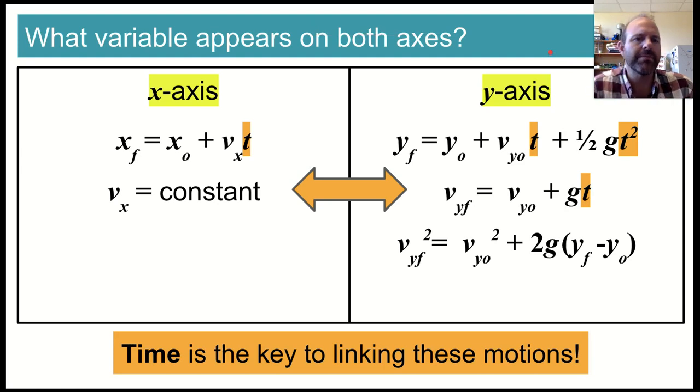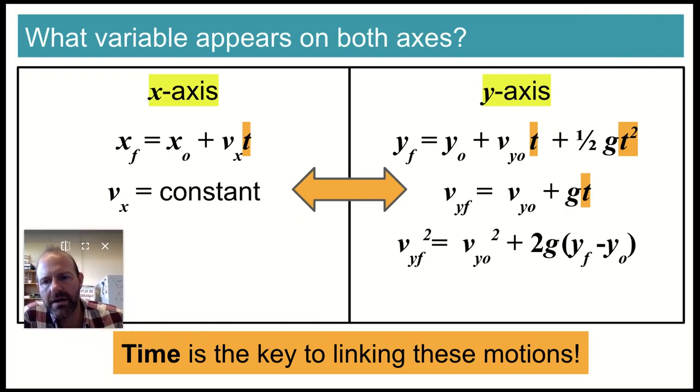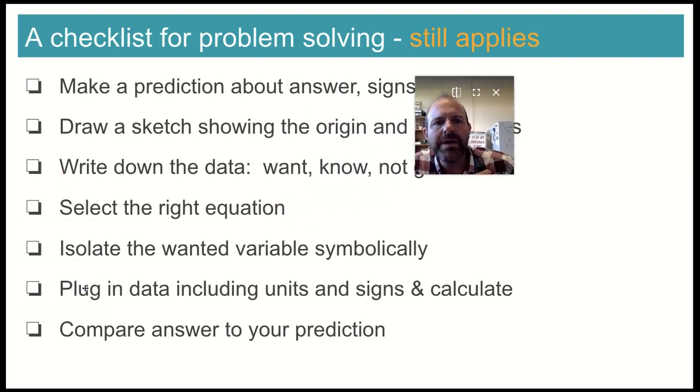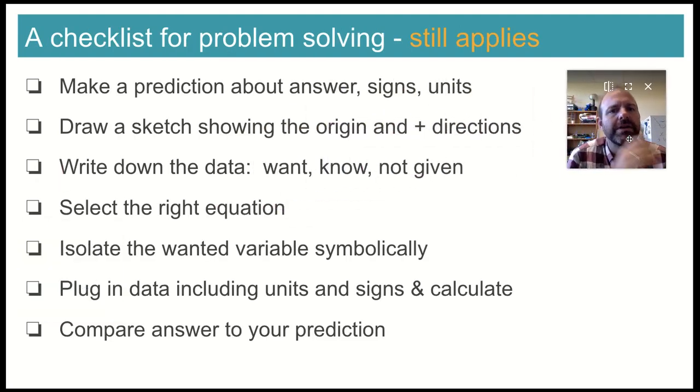So what variable appears on both axes here that we can use in multiple situations? Well, that is time. So it turns out that time is the key to linking what you know in the x direction and what you know in the y direction. If you can find time from one of them, you can use that same time information in the other, which ends up being really helpful. When we problem solve here, we're still going to be doing the same thing we've done in our kinematics problem solving. Make a prediction, draw a sketch with origin and positive directions, write down the knowns, unknowns, and what you want, select the right equation, isolate the variable, plug in the data with units and signs, calculate, and then check your answer.